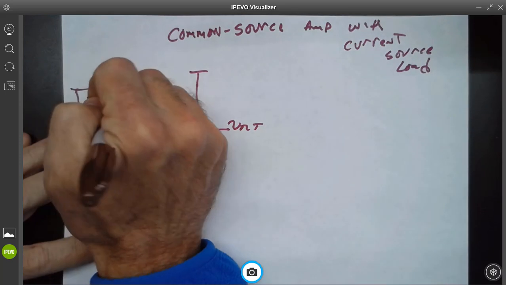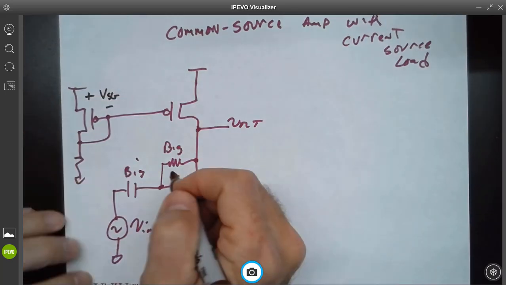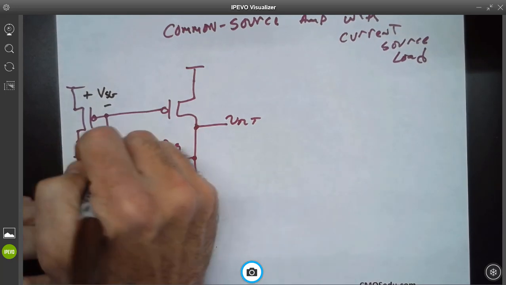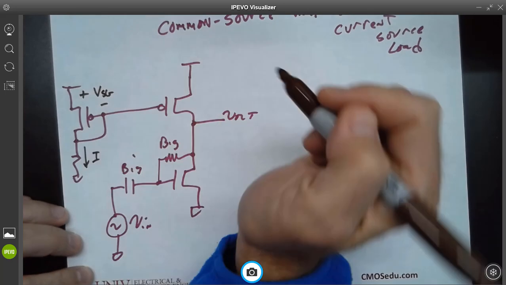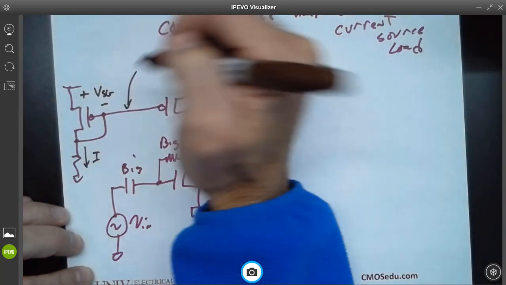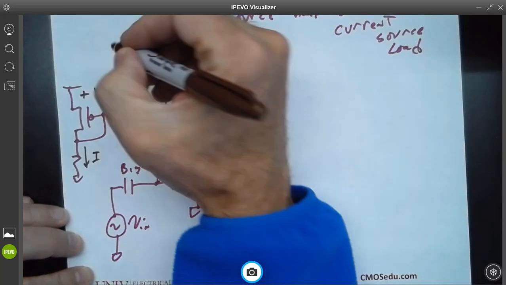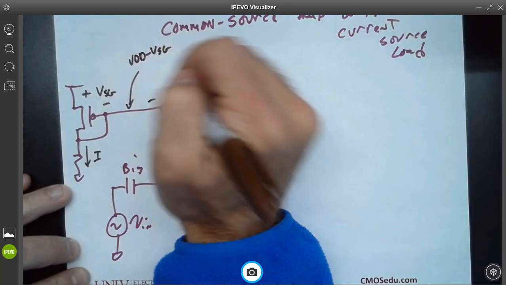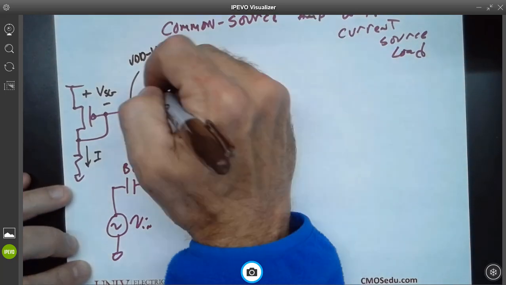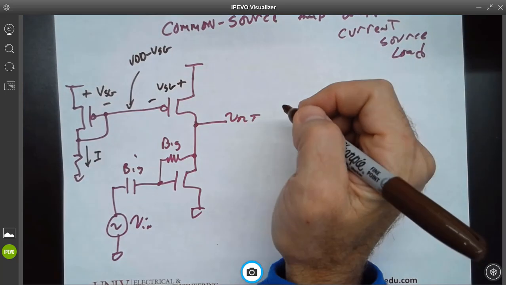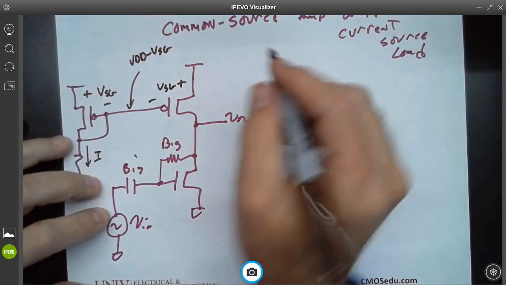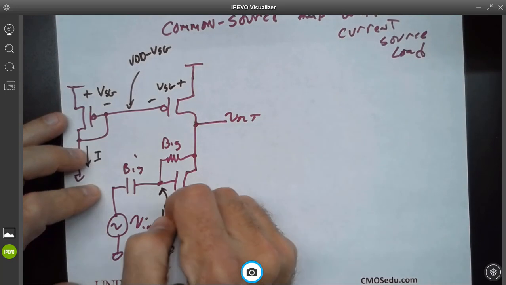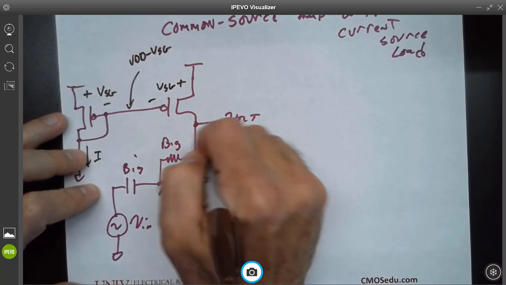All right, so I'm going to call this voltage VSG. I'm assuming all the same size for the PMOS and all the same size for the NMOS, since there's only one. And I'll call this current I. And I'm going to ask you some simple questions. What's this voltage? Okay, what's this voltage? Looking good? What's this voltage? What's this voltage?